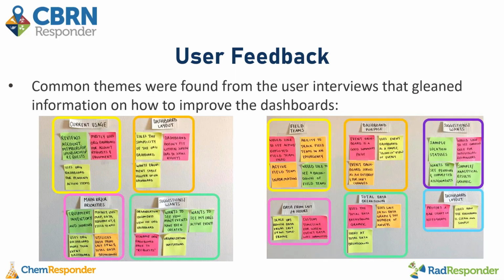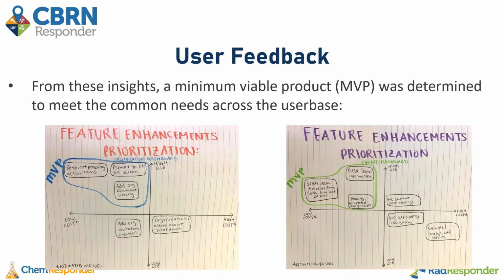While talking with users, we found several common themes. So this gleaned information on how to improve those dashboards. Some of those themes refer to the layout, the field team capability, the total data breakdown, and other themes that you can see here. From these insights, a minimum viable product, an MVP, was determined to meet the common needs across the user base. For the organization dashboard and the event dashboard, certain key elements were found across the user interviews, and those were some of the main features that were implemented.